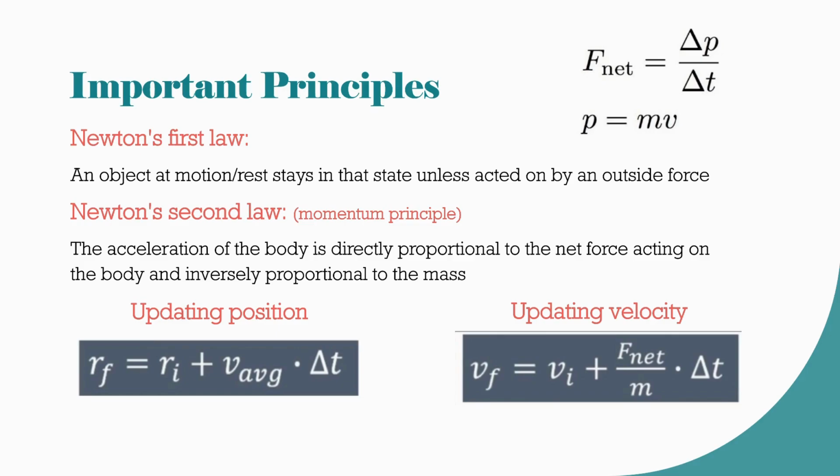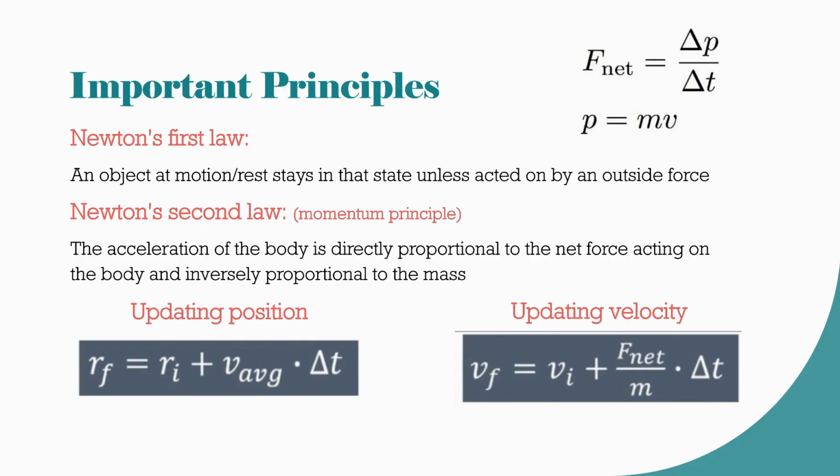Newton's second law, which is the momentum principle, states that the acceleration of the body is directly proportional to the net force acting on the body and inversely proportional to the mass, which can be described as F net equals delta P over delta T, where derivatives are not applicable, and P is mv, delta P equals m delta V, where P is momentum, m is mass, V is velocity, and T is time.